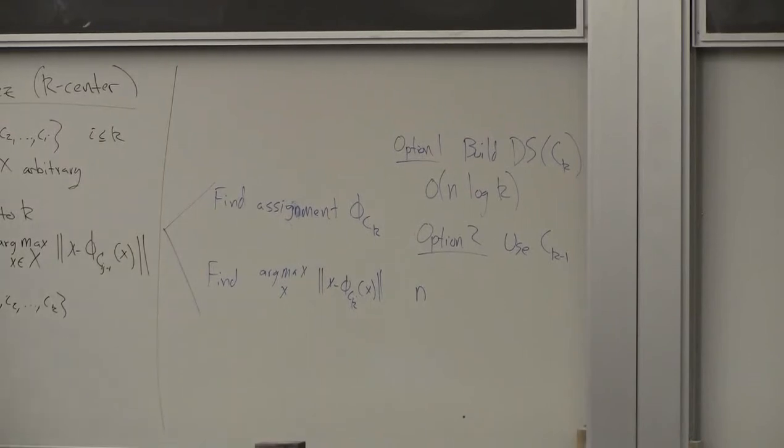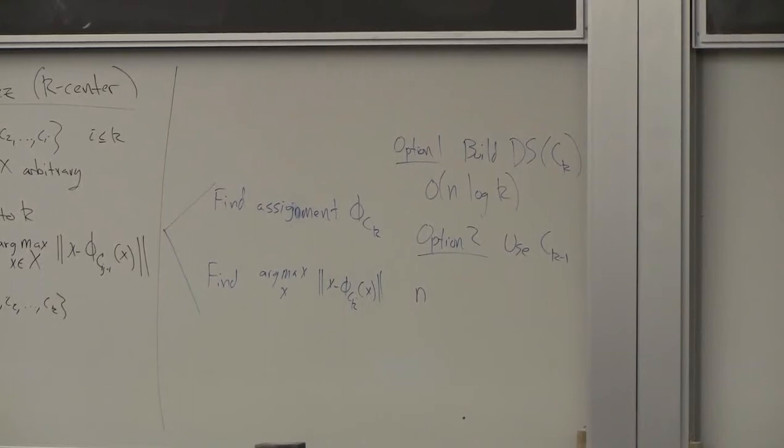Yeah, that's right. I only need to check against the new center. I only need to compare the old distance with the new distance. For this point, it was closer to C2 than C1. And this other point was closer to C1, so I don't need to check against C2. Even though it's almost as close to C2, I only need to check against C1 because I know already that it's closer to C1 than it was to C2.